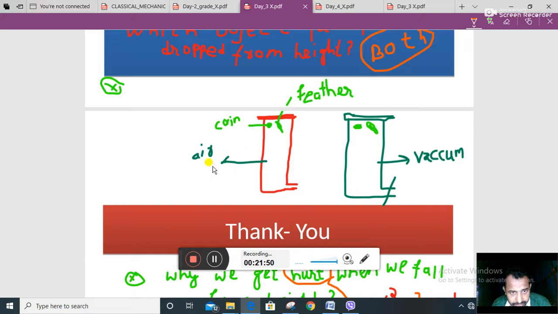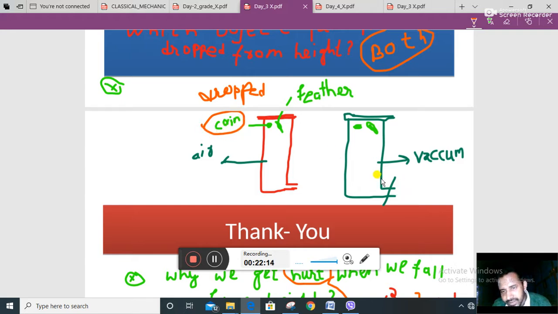See here, air is present in this vessel. It is all closed and here is empty one. So air is over there, and a coin and a feather are dropped. Which one will fall faster? This is the question, and the answer is the coin will fall faster. Obviously, the coin will fall faster.